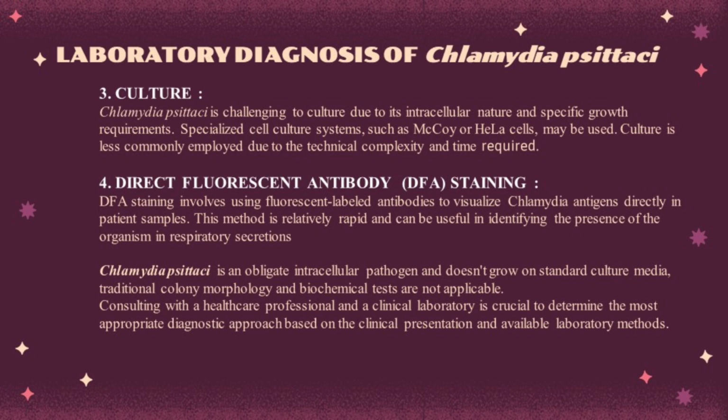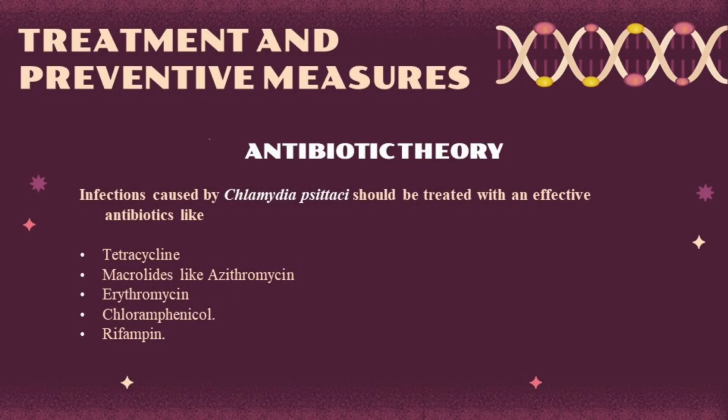Direct fluorescent antibody staining: staining involving fluorescent labeled antibodies in a patient sample is a relatively rapid method. It's useful for identifying chlamydial antigen directly in respiratory secretions. Chlamydia psittaci is an obligate intracellular pathogen, not growing on standard culture media. Traditional tests like colony morphology and biochemical tests are not applicable. Consulting with healthcare professionals and the clinical lab is crucial to determine the best diagnostic approach based on clinical presentation and available methods.